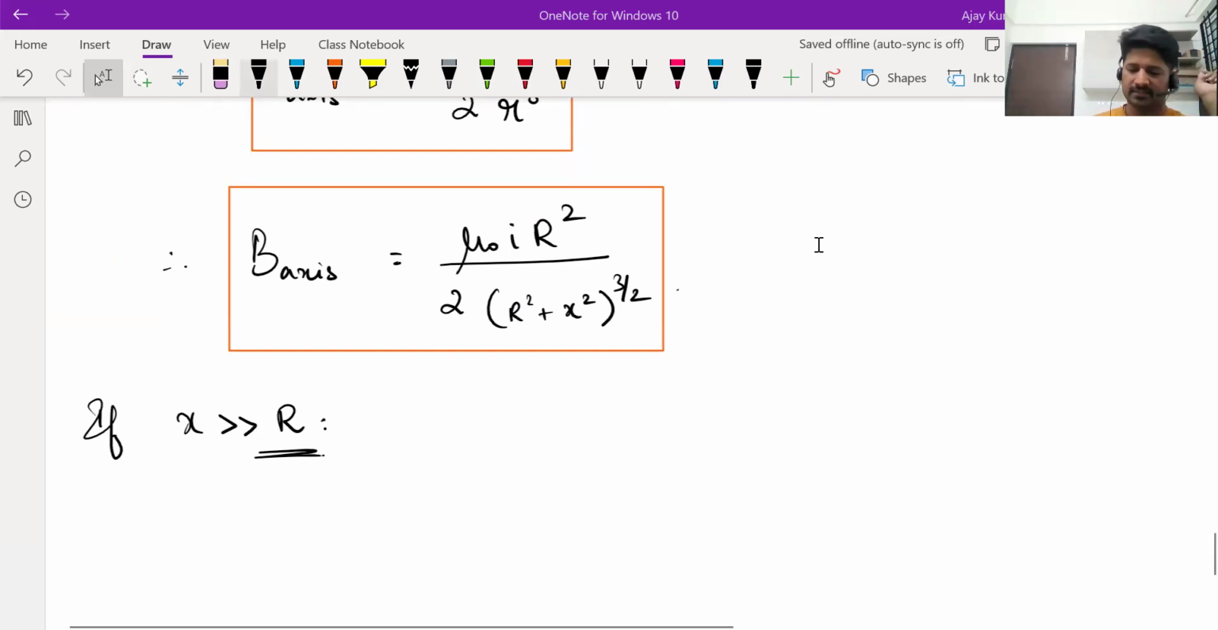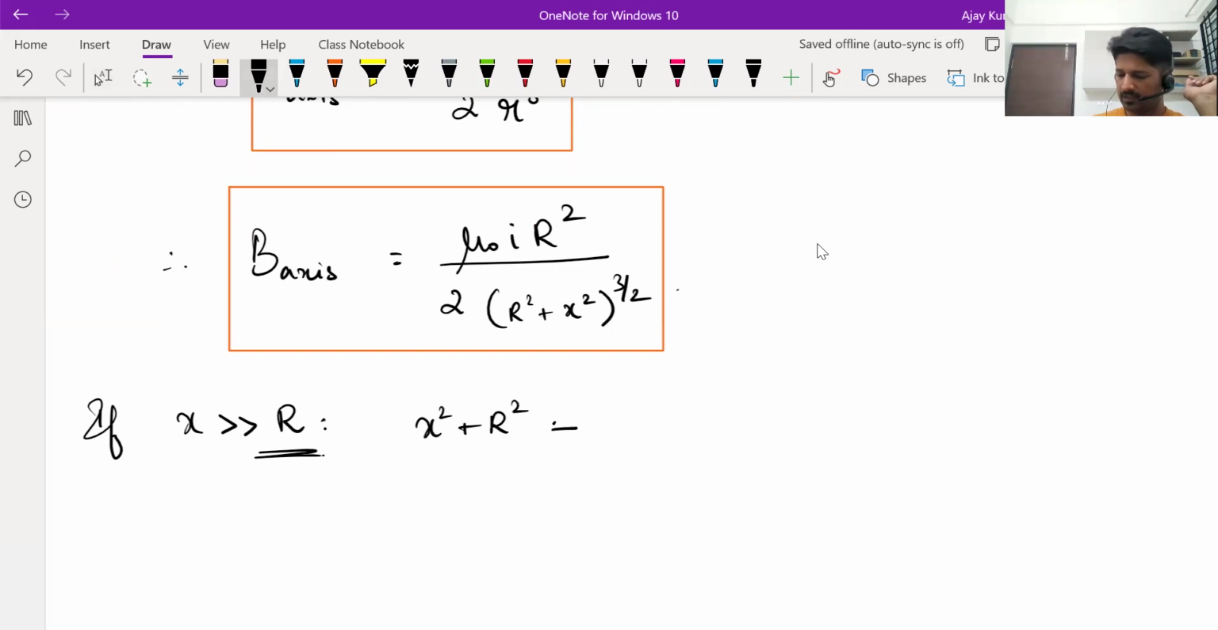If x is much greater than r, x square plus r square will approximately be equal to x square itself. R square in the denominator can be neglected. If you neglect the r square in the denominator, then you will be left with x square whole power 3 by 2, which is x cube. The magnetic field formula on the axis changes to mu naught I r square by 2x cube. This is what is interesting.